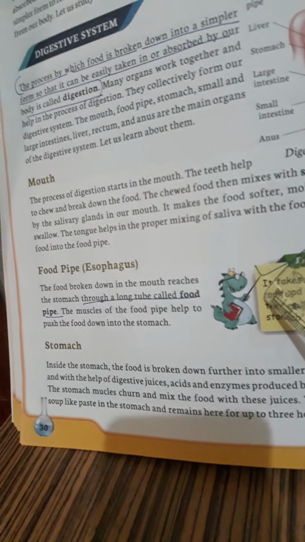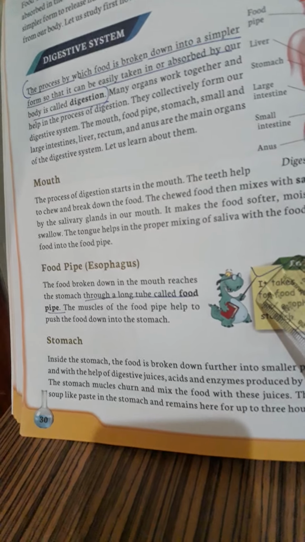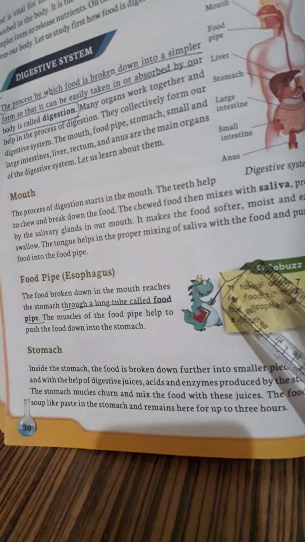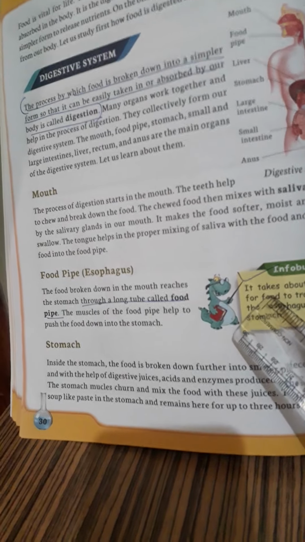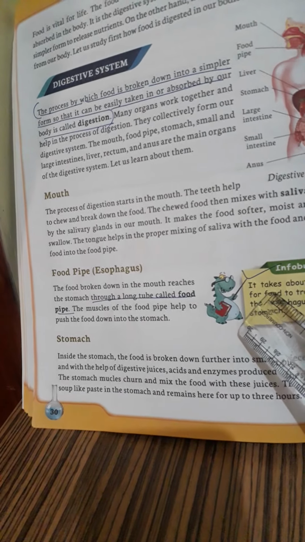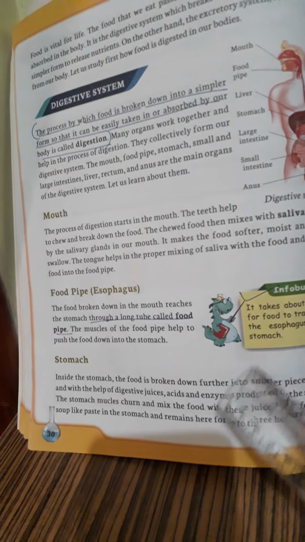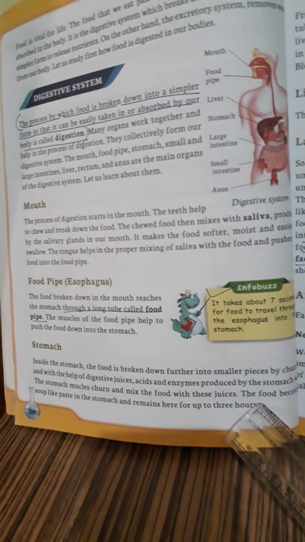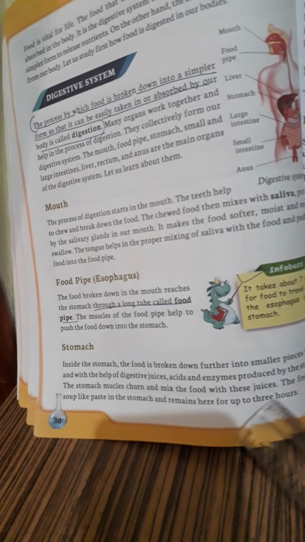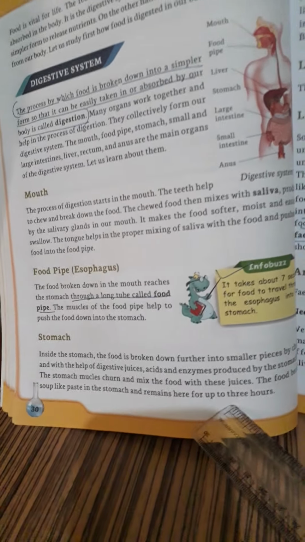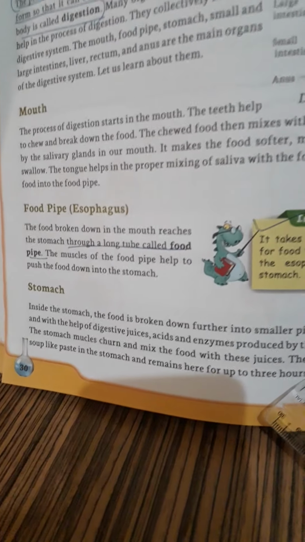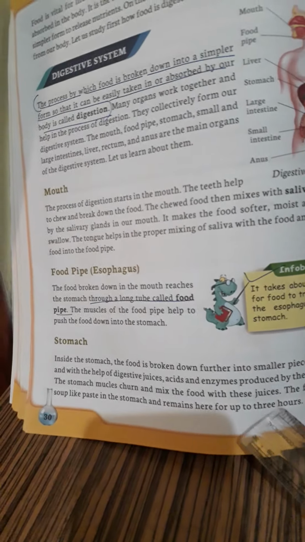From the food pipe, the food passes into the stomach. In the stomach, the food mixes up with more digestive juices. These juices start to break down proteins and fats into simpler substances. The stomach muscles churn and mix the food with these juices. So, the food becomes soup-like paste in the stomach and remains there for up to 3 hours. You can underline this, 3 hours.